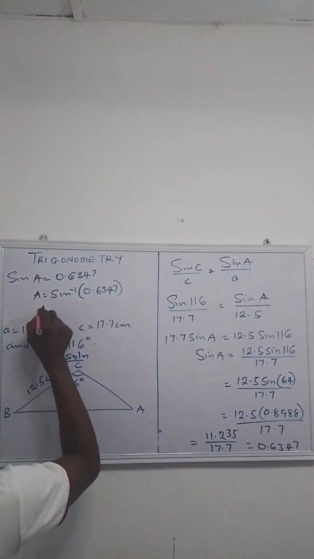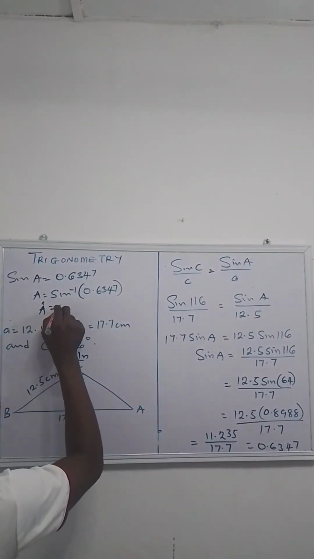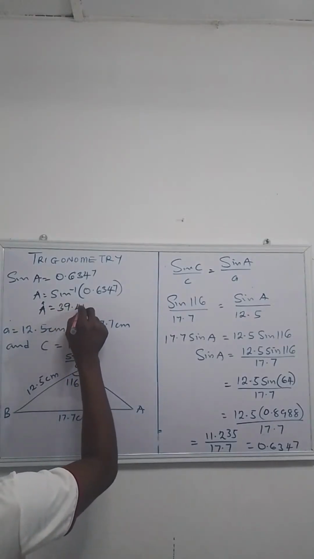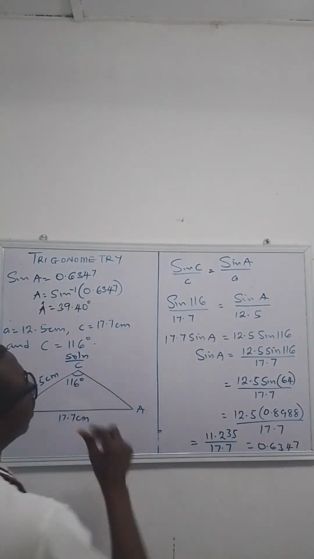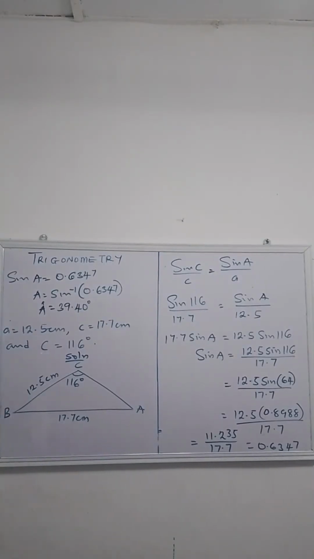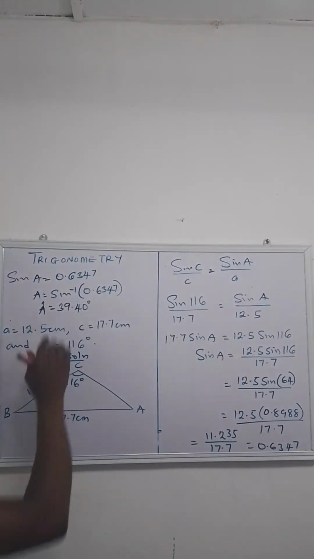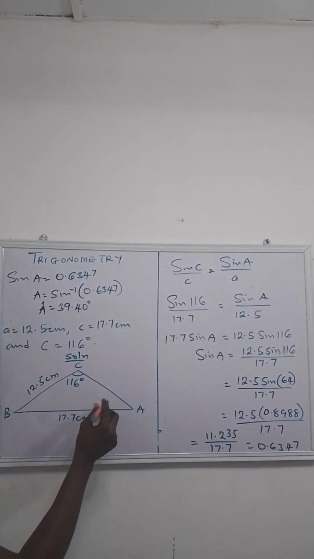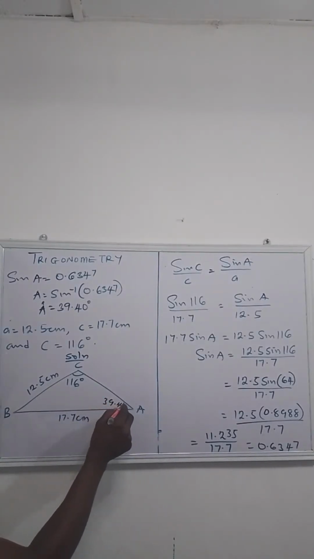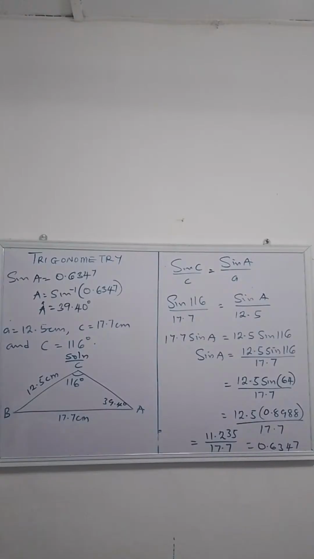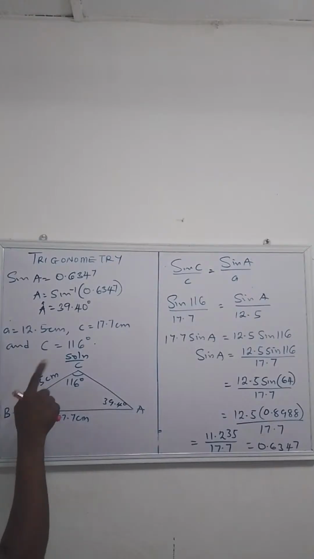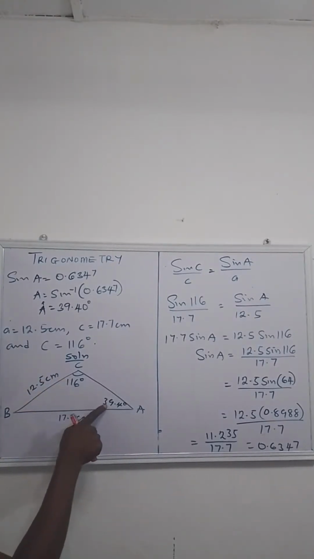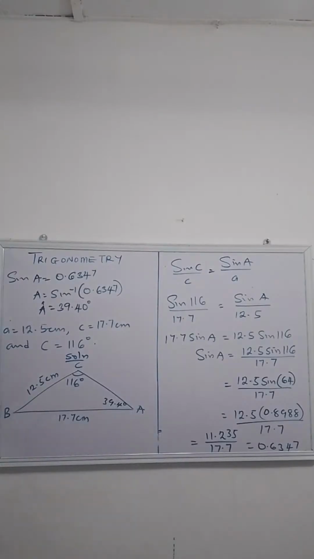So angle A is 39.40, which is the same thing as 39.4. Okay, so this is the answer. Now, that is angle A. So we have gotten angle A to be 39.4 degrees. So now the question is to find the third angle, because we have to find all the angles. We have gotten the first one. Now let's get the third one.